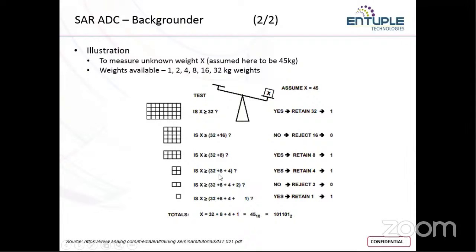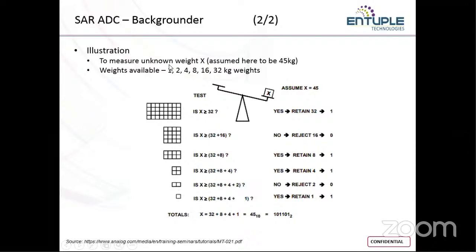With 32 plus 8, we include the next highest possible weight, which is 4 kg. 32 plus 8 plus 4 is 44 kg, still not equivalent to the unknown weight. Okay, so we retain it and assign a binary bit 1 here. The next highest weight available is 2 kg. Now 32 plus 8 plus 4 plus 2 comes to 46 kg. Again, this side becomes heavier. We are rejecting the 2 kg.